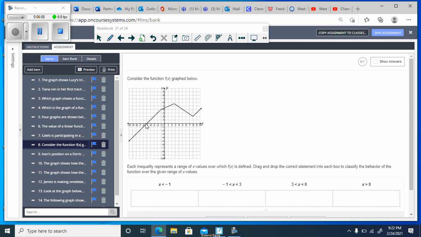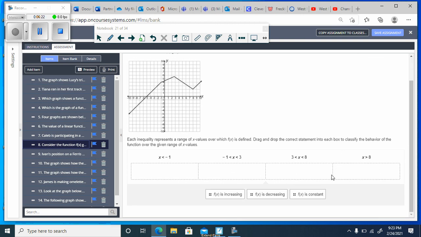Consider the function f of x, graphed below. f of x just means the function in regards to x. Each inequality represents a range of x values over which the function is defined. Drag and drop the correct statement into each box. Is it increasing, decreasing, or constant? As long as x is less than -1, it's going up, so it's increasing. For x from -1 to 3, it's increasing. For x from 3 to 8, it's decreasing. For x above 8, it's increasing.